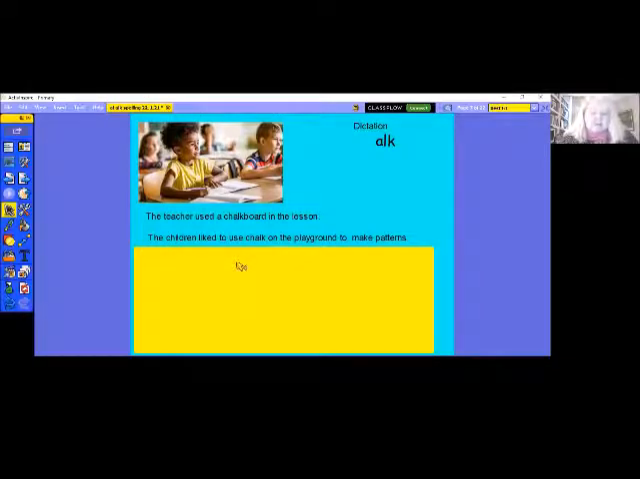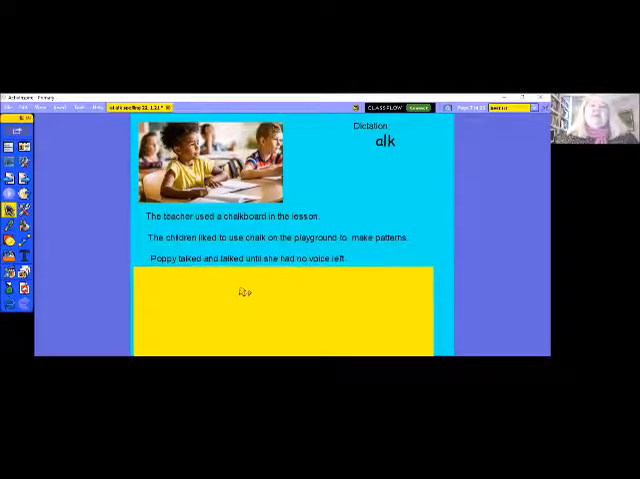Next one. Poppy talked and talked until she had no voice. That sounds like Miss Maybury. There we are. Oh, no voice left in the sentence. How did you get on with talked and talked? I hope you spelled the ED endings.